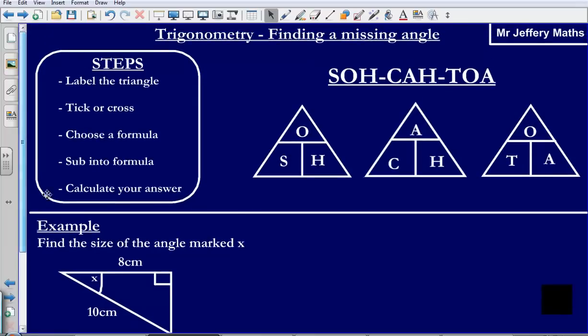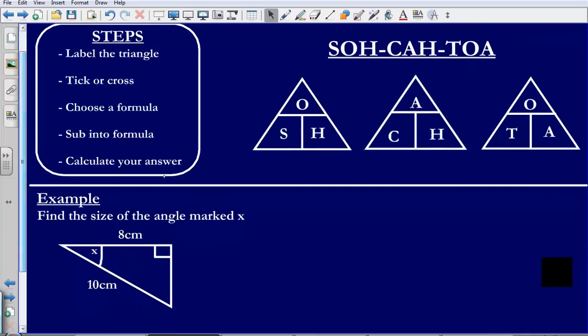Now, in order to do this, we use some formulas. We use the formulas soh-cah-toa. So these are just trigonometric ratios. We can think of them as formulas, and we'll take a look at how we can follow these steps to find out what that missing angle is, given that this is a right angle triangle with a side of 8 and 10. So let's make a start.